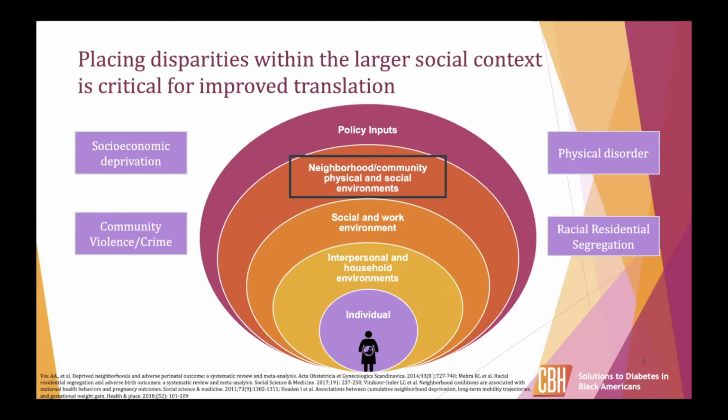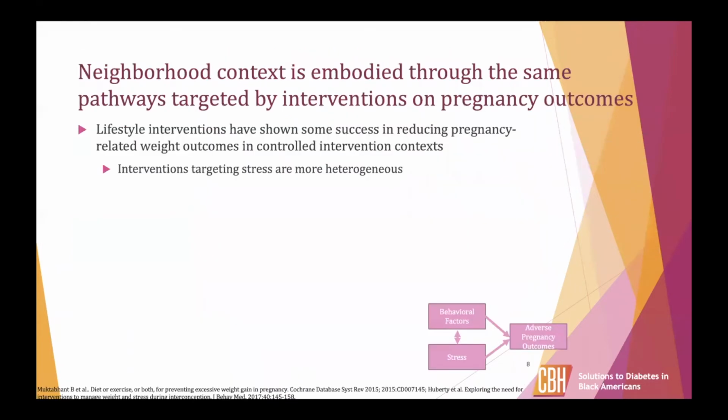And to take it one step further for understanding how these neighborhood contexts may play a role in bridging this translation gap, many of the processes and mechanisms that are underlying how neighborhood context becomes embodied are the same pathways that are targeted by interventions to improve those pregnancy outcomes outlined on the first slide.